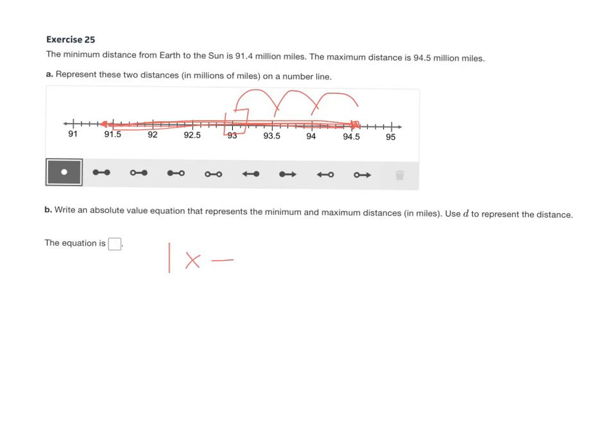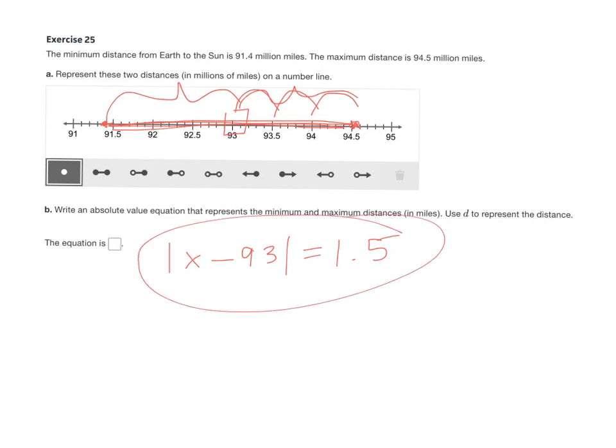So this is going to be x minus 93 is equal to, and then the distance on each half. The distance on each half we just said was 1.5. So this should be our absolute value equation.